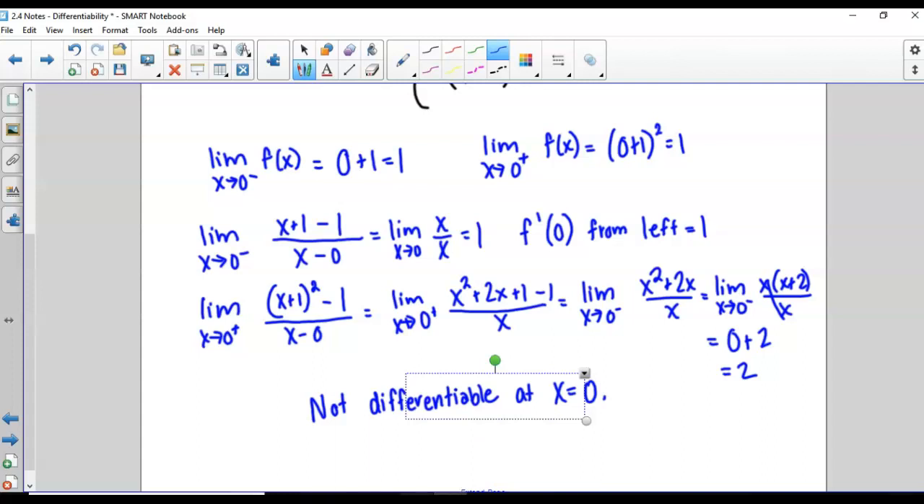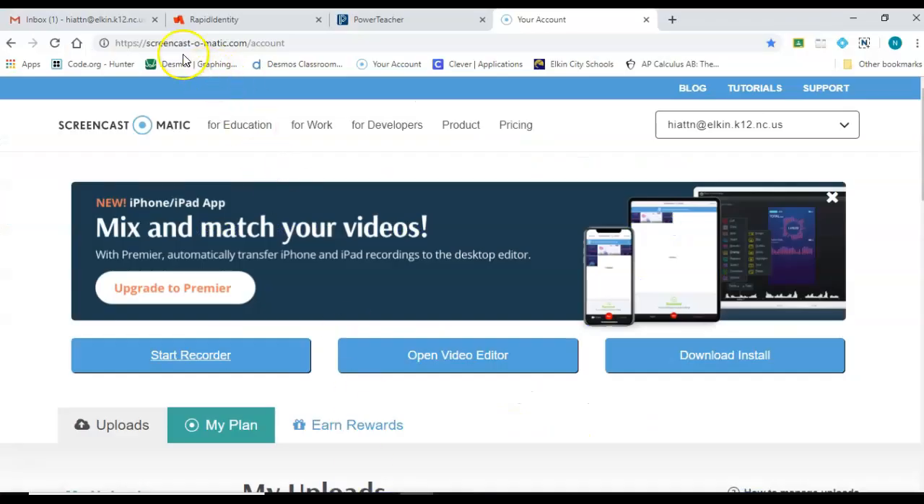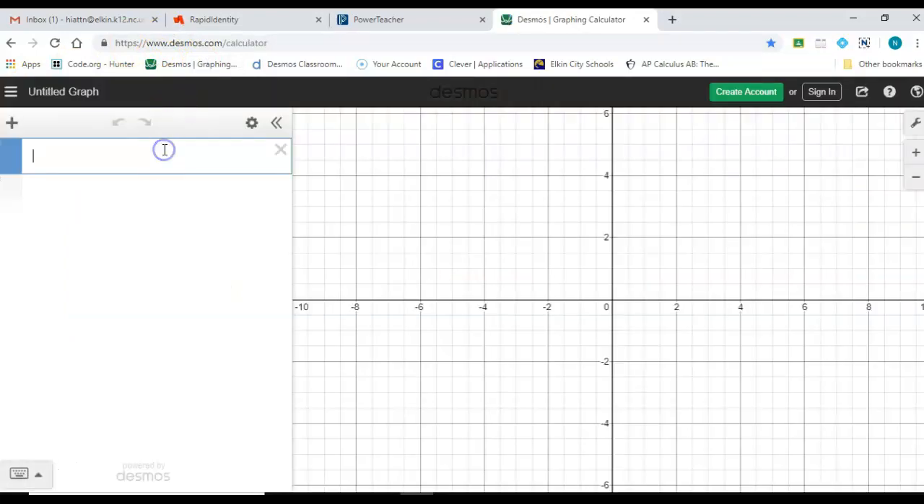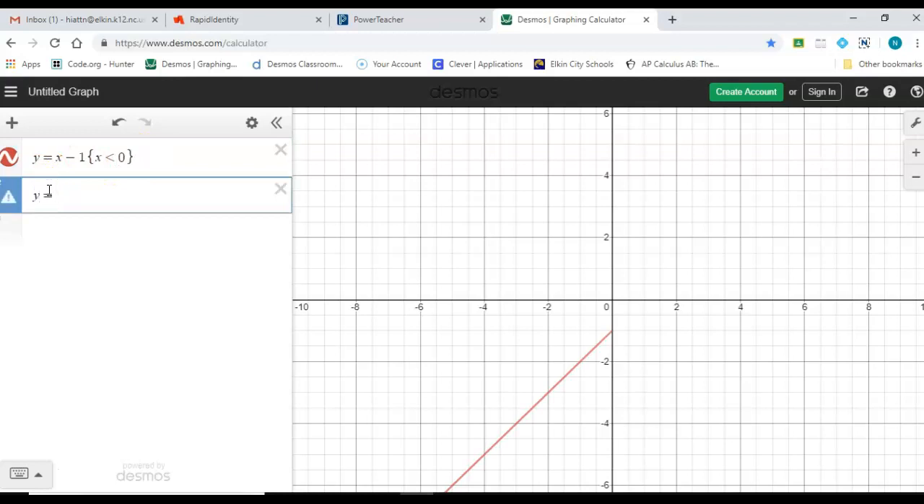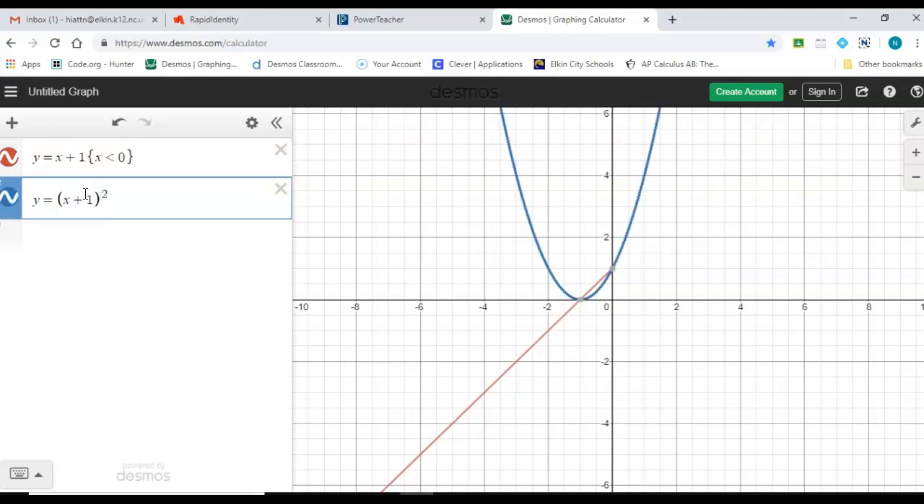And if we just graph that really quick to see what it looks like, we would have y equals x minus 1, but that would only be for x less than 0. And then we would have y equals x plus 1 squared, but we would only use that one for x greater than 0.